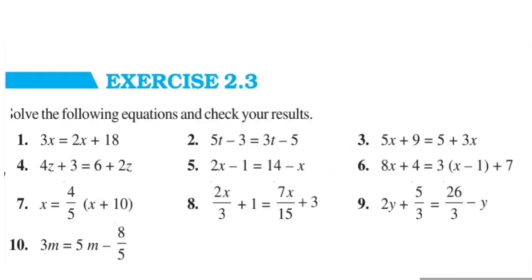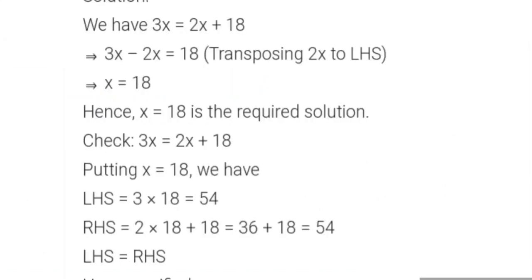It is 3x is equal to 2x plus 18. So here 2x we will transpose to the left hand side, means on the left hand side we will write the variable. So it will come 3x minus 2x is equal to 18. So 3x minus 2x is x. So the value of x is equal to 18. And we have to check also.